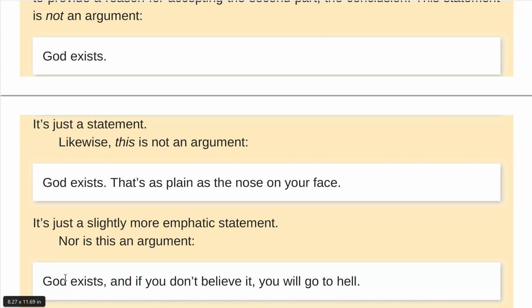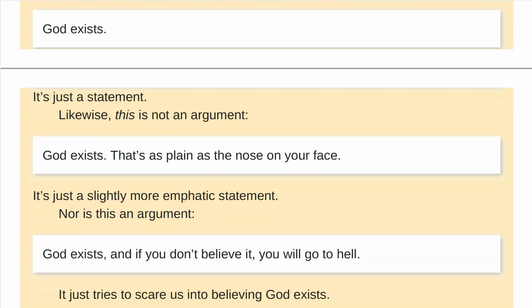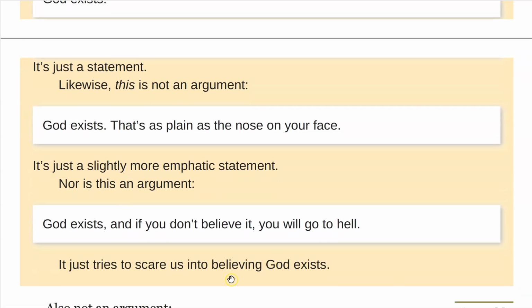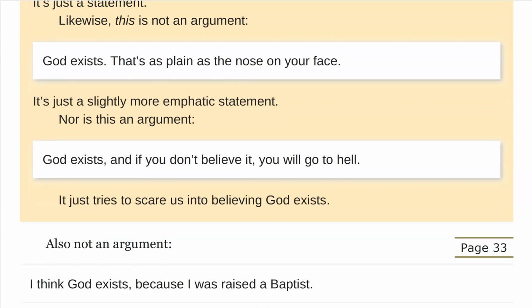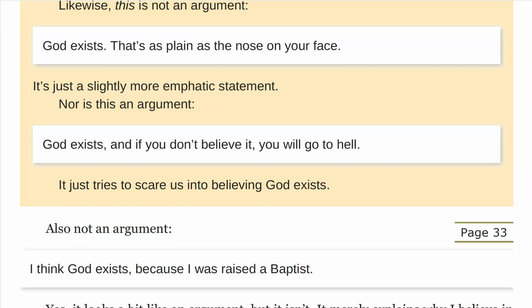The threat might cause you to believe it, so I guess it can be a reason because you don't want to go to hell in that sense, but it doesn't make it true, right? So it could force you to accept it, but it is not an argument. This is not a premise at all. Let's see what our textbook has to say about it. It just tries to scare us into believing God exists, right? So, fear not. Oh wait, I got excited. I thought we were getting there.